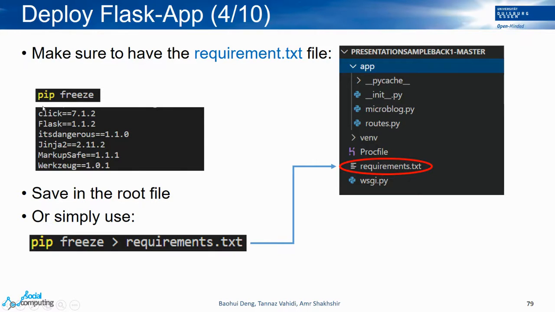Finally, we need to create a requirements.txt file. This file will include all dependencies that we need to get our application running. And I strongly recommend you use this command whenever you want to deploy or share your application with others. So anyone can run your application and install all the needed dependencies using only one command.